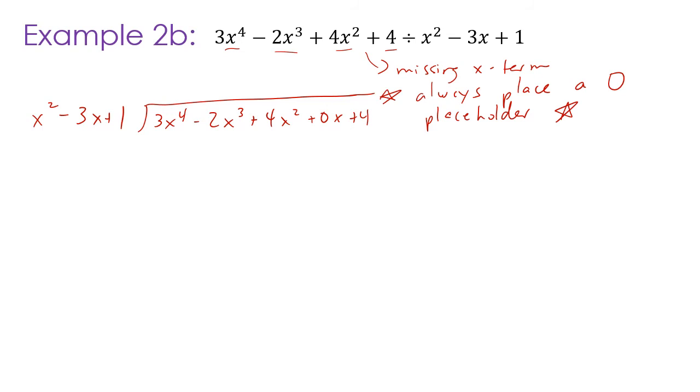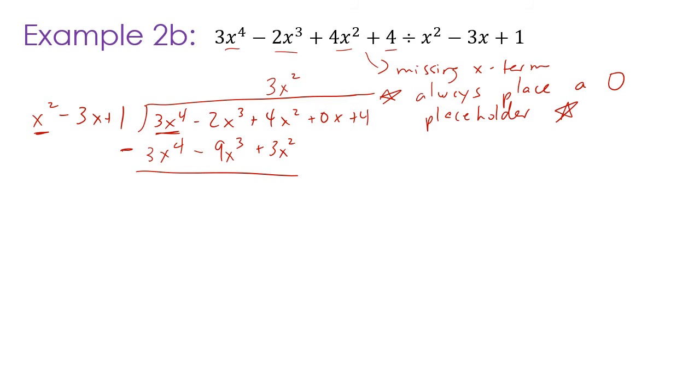Step number 1, divide. This divided by this. 3x to the 4 divided by x squared will give you 3x squared. That's going to go above the x squared column. Now we multiply. Multiply this that you just wrote by x squared minus 3x plus 1. So that's going to give you 3x to the 4 minus 9x cubed and plus 3x squared. Subtract. Those cancel. The first term's perfect.